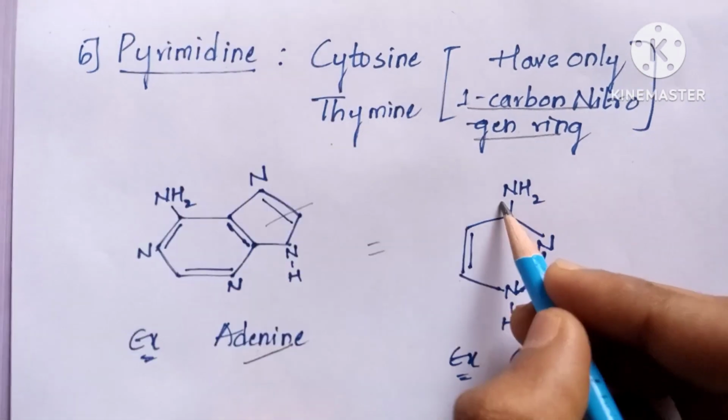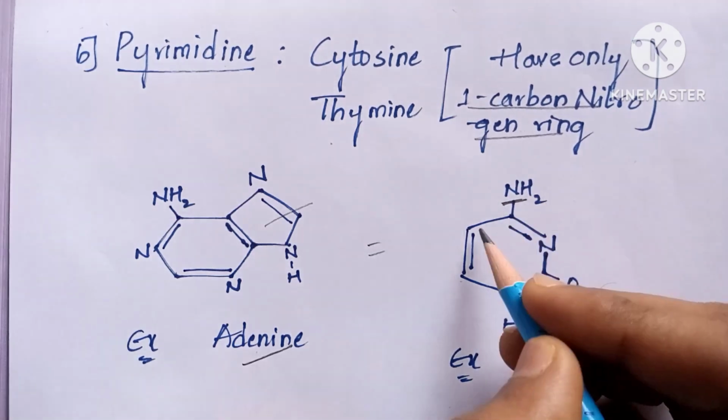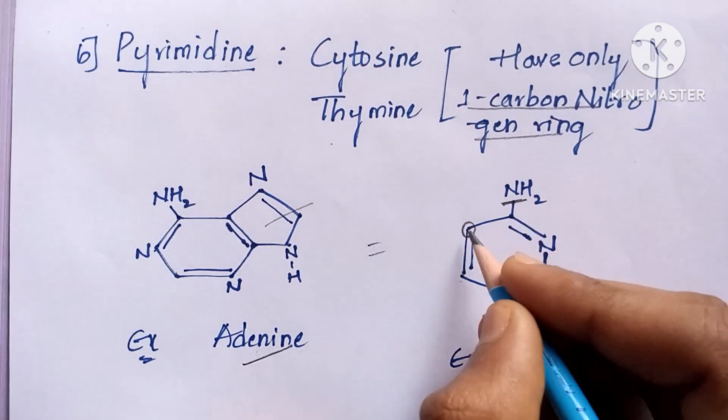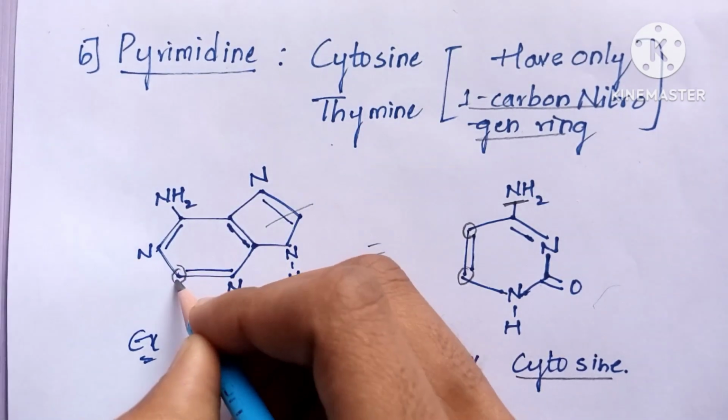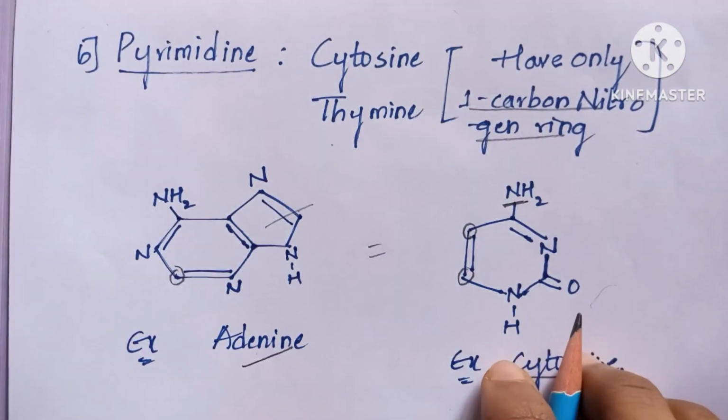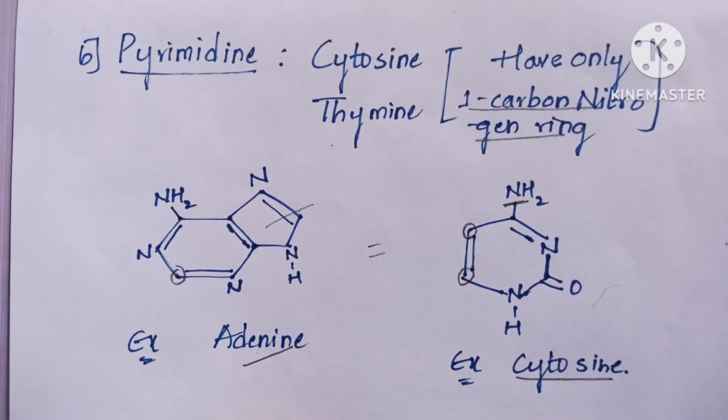Here are the nitrogen atoms, and here there will be the presence of carbon. Wherever I have not written anything, there is a presence of carbon, and this makes the difference between the purines and the pyrimidines.